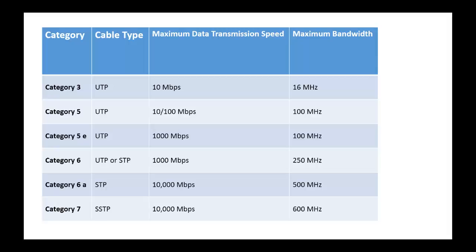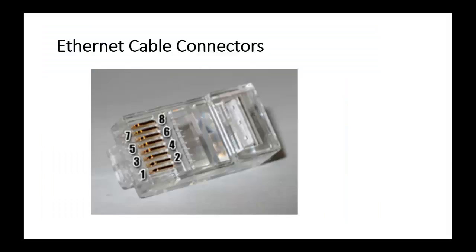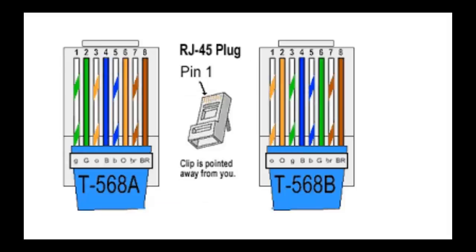Now, let's move to the Ethernet cable connector, which is called RJ45. This is the pin layout. It's the end of the Ethernet cable that connects to your network interface card, the router, or other network device. You can see how the pins are numbered on the screen: 1, 2, 3, 4, 5, 6, 7, 8. That's how they are connected.